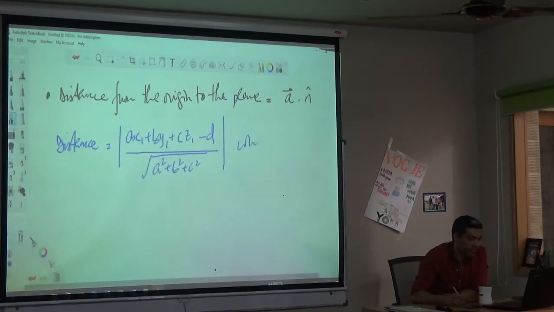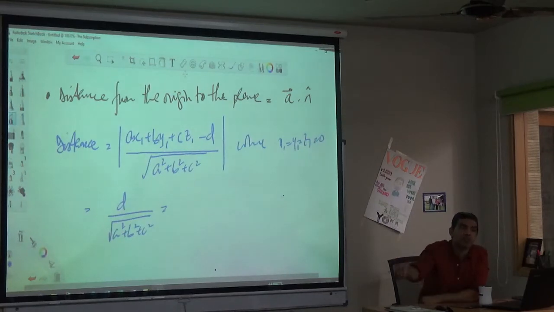Yes, where x1, y1, z1, all three of them are 0. So when you place all three of them as 0, you actually end up getting d over mod of square root of a square plus b square plus c square. Now if you remember, what is d? d was the right side of the Cartesian equation of the plane. And how do you get the value d in the first place? d is basically a dot n.